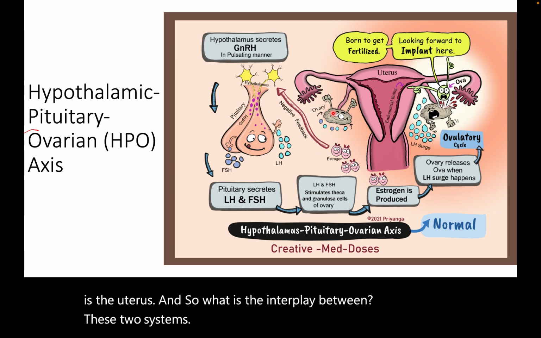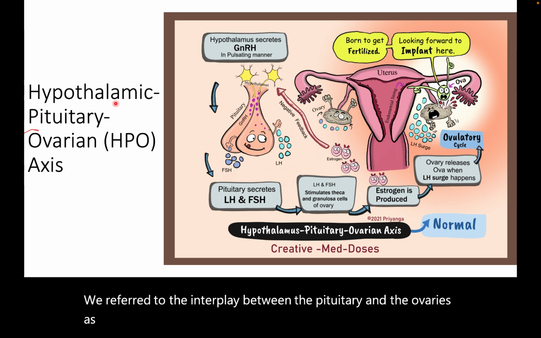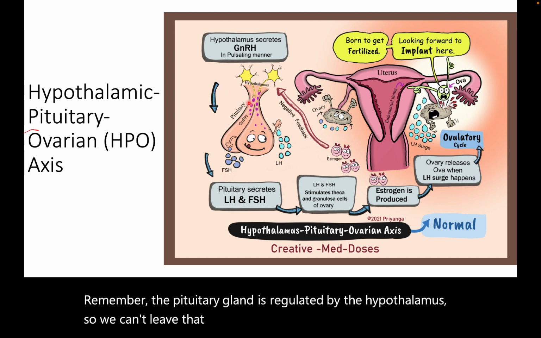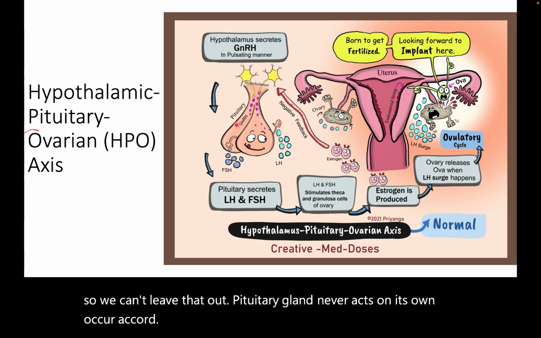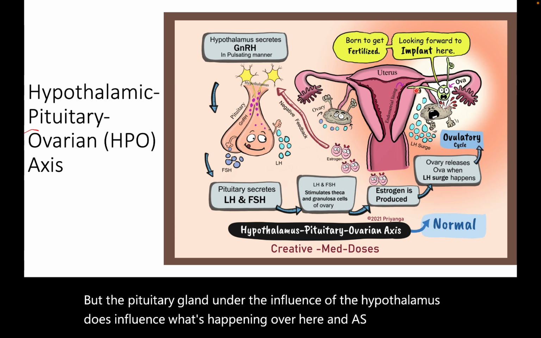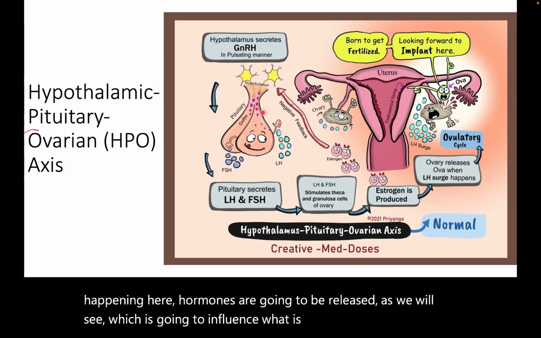And so what is the interplay between these two systems? Well, we refer to the interplay between the pituitary and the ovaries as being the hypothalamic pituitary ovarian axis, or the HPO axis. Remember, the pituitary gland is regulated by the hypothalamus, so we can't leave that out. Pituitary gland never acts on its own accord. But the pituitary gland, under the influence of the hypothalamus, does influence what's happening over here. And as influence is happening here, hormones are going to be released, as we will see, which is going to influence what is happening back over here.